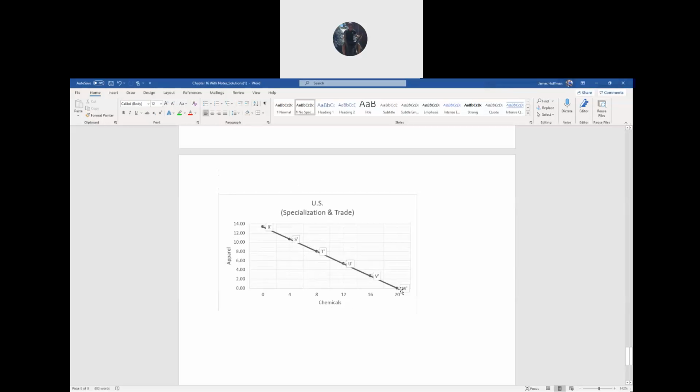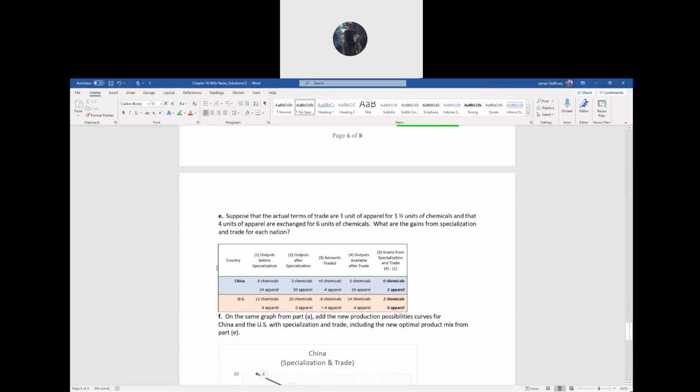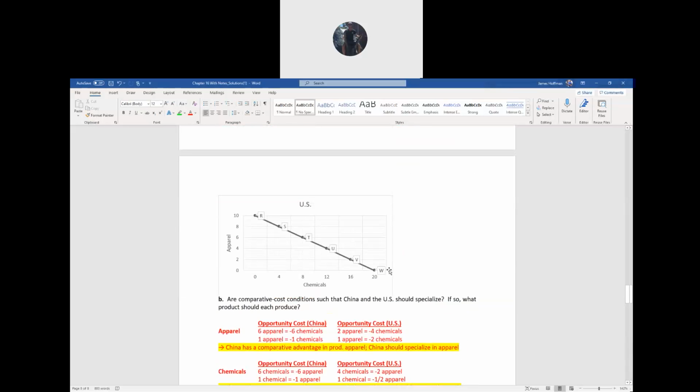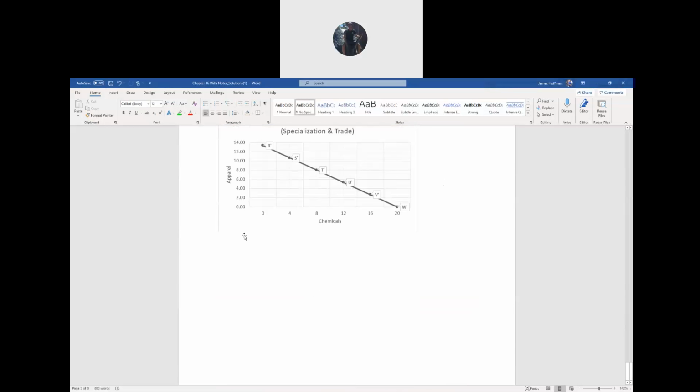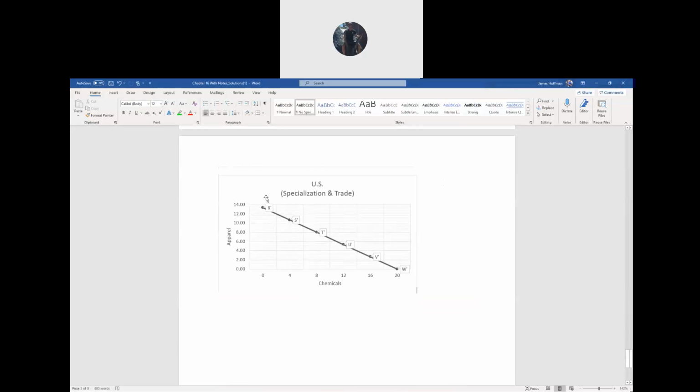And then anything else they trade for at 2/3 of a chemical to apparel, they're going to be better off. So initially it was 20, and the other intercept was 10, right? Now it's 20, and this is now 13.33. So any of these points on the new curve, they're getting more apparel just by specializing and trading. Okay, so that's the whole idea for the new graph, to show how the new curve allows them to possibly get more, or if they make any trade, they're better off.